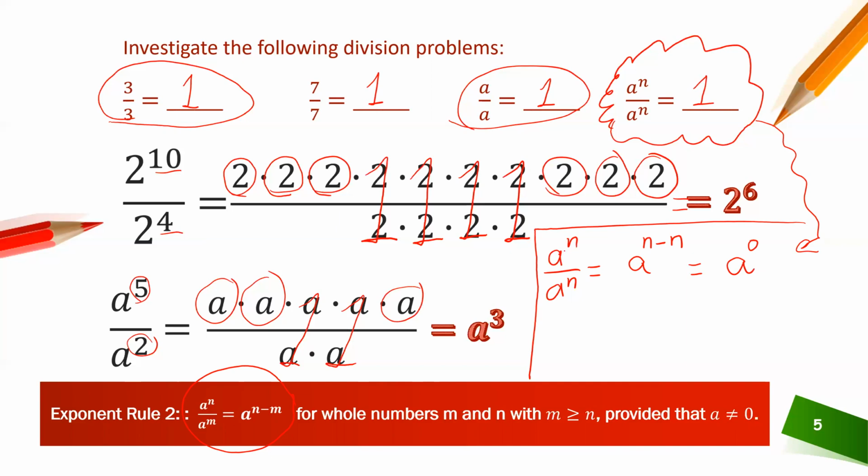So a to the n power divided by a to the n power is also known as a to the 0 power. Therefore, a to the 0 power must be 1, right? So what does that mean? Anything, a, anything to the 0 power is 1.